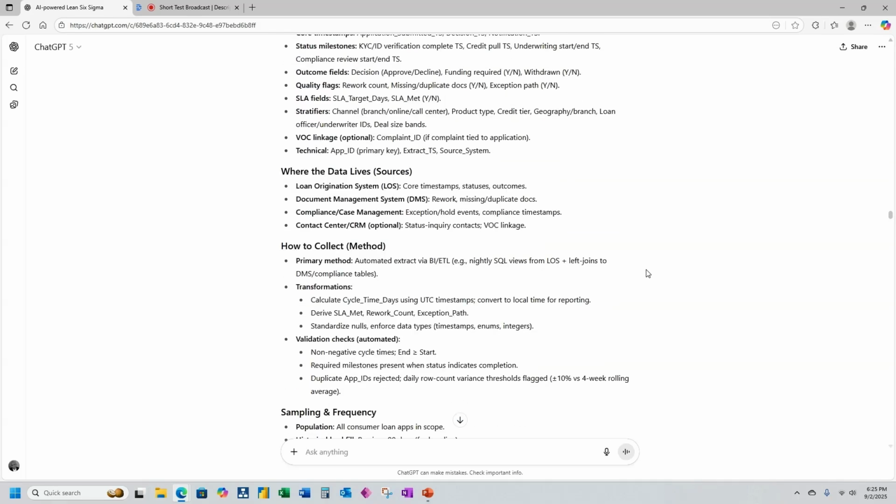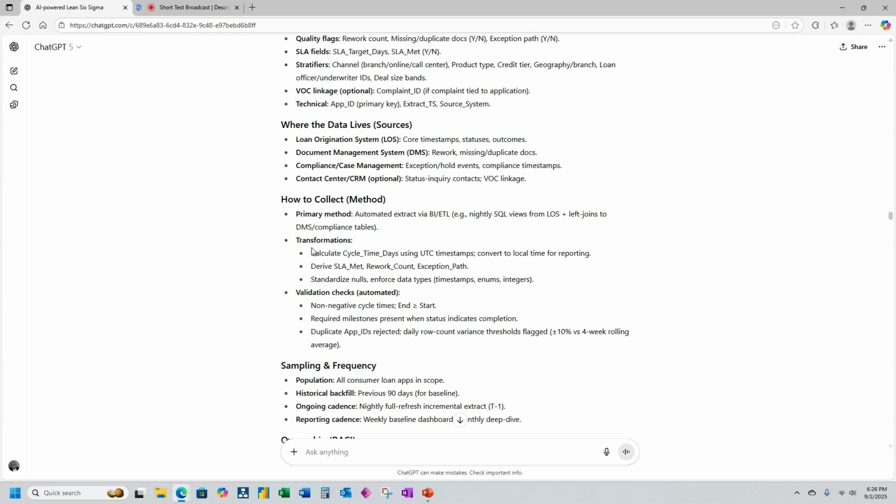How to collect, right? We get into the method on how to collect the data here that's spelled out right here for our measure phase, thanks to ChatGPT and thanks to our generative AI tool. Gives us a primary method for collecting data, right? Automated extract via BI, ETL, business intelligence, and extraction, transformation, and loading using nightly SQL views from the LOS plus left joins to DMS and compliance tables. So very specific.